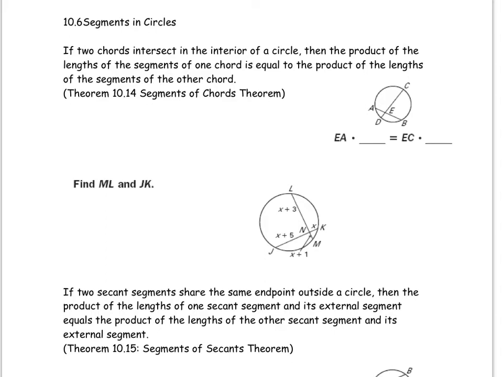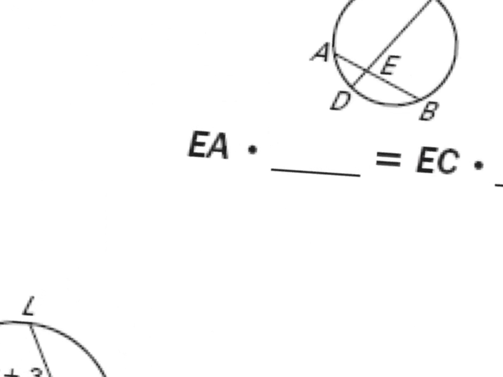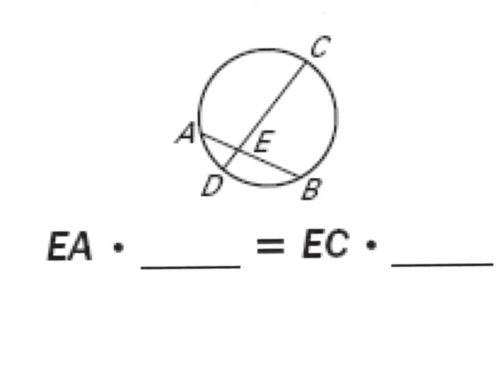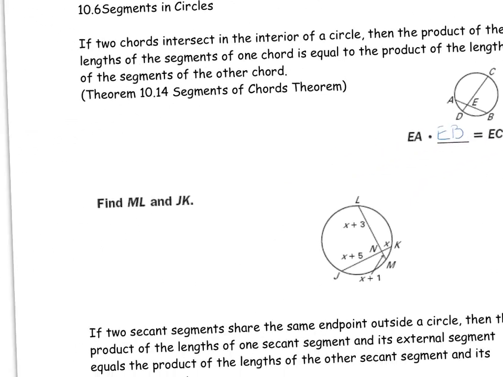And I'm going to assume that you can read the theorem. Basically what this one says is, if I've got my two chords and they intersect on the interior of my circle, then they divide themselves into two segments, and the product of those two segments are equal to each other. So I'll have EA times EB equals EC times ED. And that is all that one says. So let's practice that one.